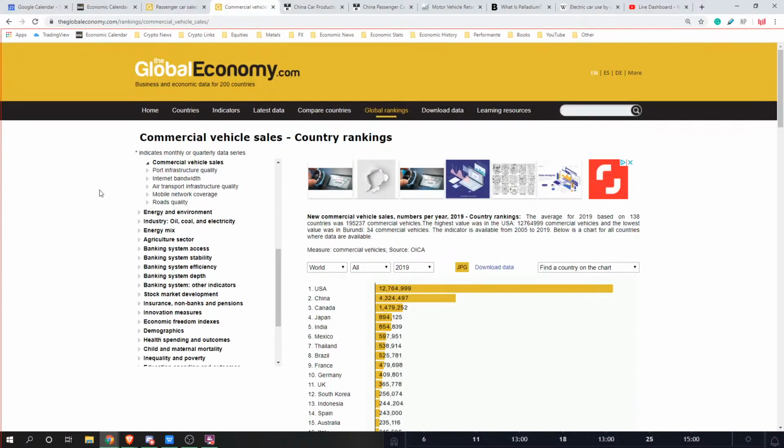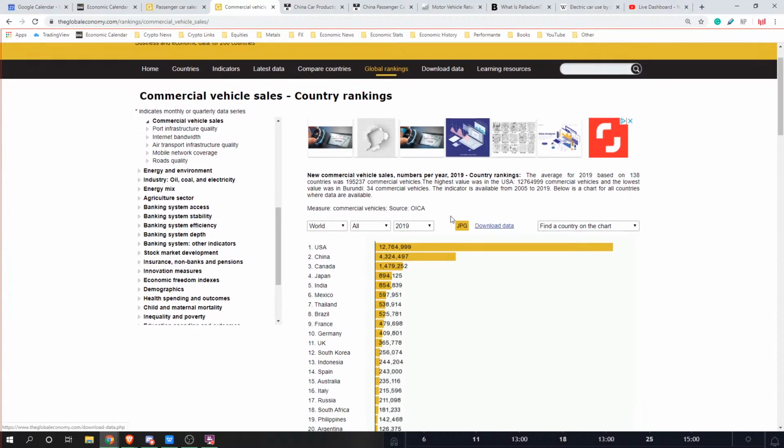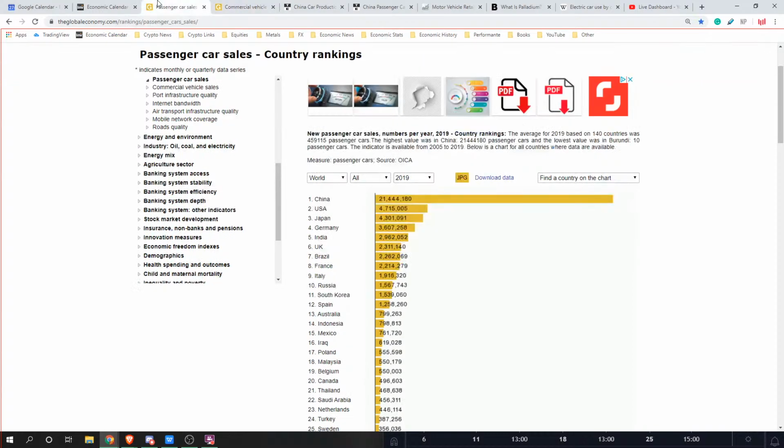Another thing to note is the commercial vehicle sales. This is the trucks, the transportation services, and the more work-related vehicles that are being purchased. So for commercial vehicle sales, we see that the USA is actually outbeating China at 12.7, whereas China's at 4.3. So we do have to understand that catalytic converters are used both in commercial vehicles as well as passenger cars and normal vehicles that are used by everyday individuals and families. So there are two pools here.